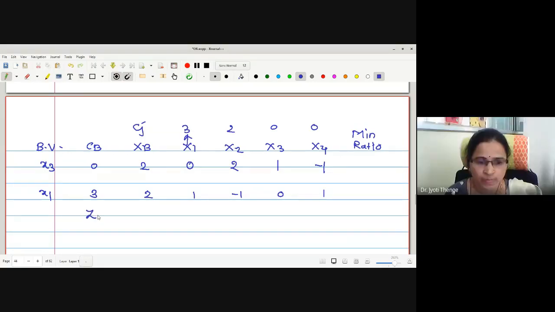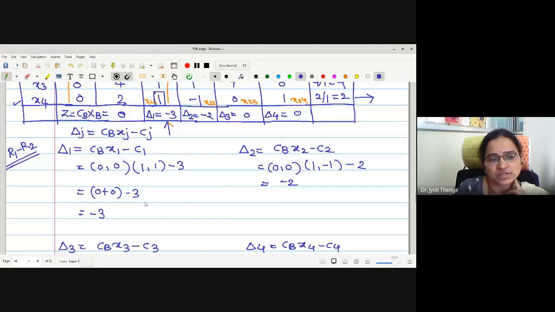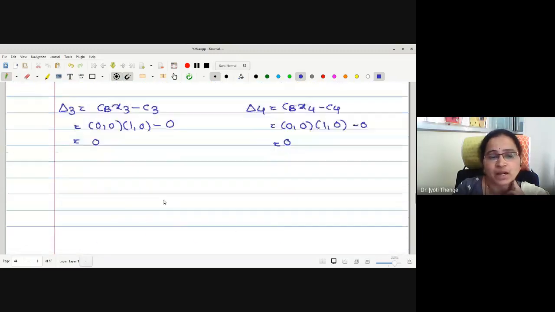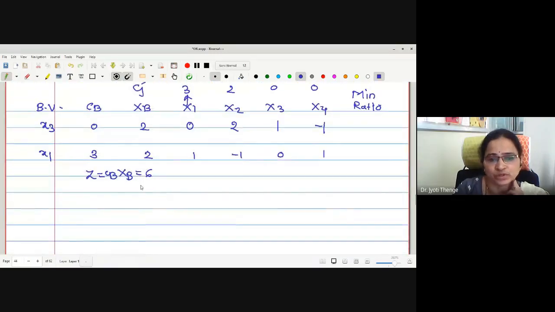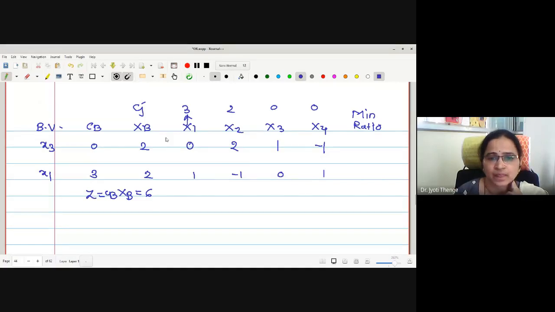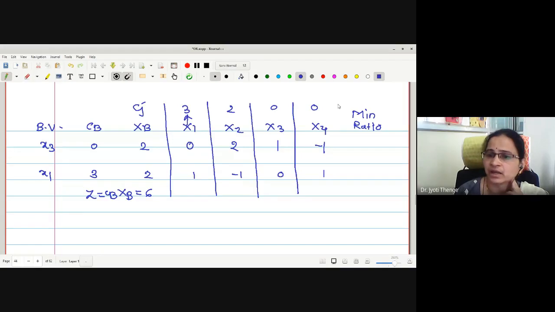Yes, ma'am. Now I will calculate Z again. What is Z? CBXB. Let us calculate now. What is the CBXB value? CB is the 0, 3 vector, XB is the 2, 2 vector: 0 into 2, 0, 3 into 2, 6. For the previous table, what is the value of the objective function? It is 0. But now if you check, the value gets improved. Correct? The value of the objective function gets improved. Now we have to repeat the process. What does the process say? Calculate the net evaluations again. Check whether all the net evaluations are non-negative or not.